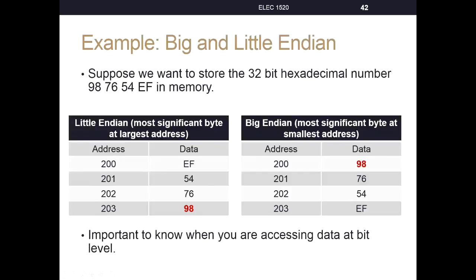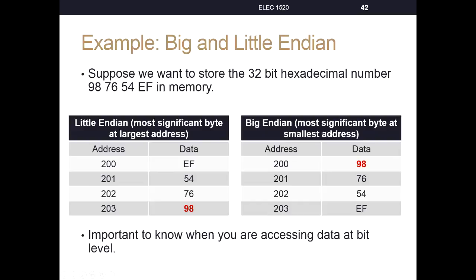Here's an example of big endian and little endian. We have a 32-bit hexadecimal number. Remember, you need 4 bits for one hex digit. So 1, 2, 3, 4, 5, 6, 7, 8. We have 8 hex digits. 8 times 4 bits is 32 bits. So this is our hex number, 987654EF. I just separated each of these groups to make it easier to read.